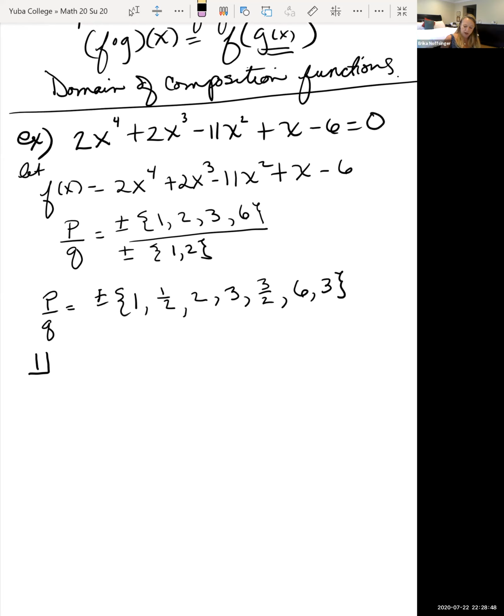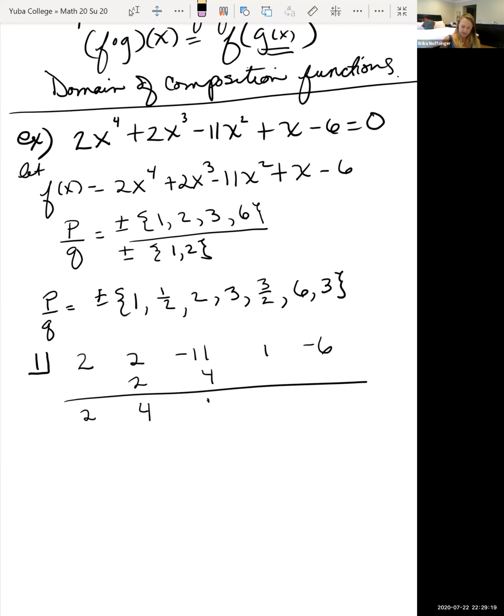So if I look at 1 here, let's put the coefficients in descending order of powers down, and there's no missing powers, so we're good. We don't have to put a 0 as a placeholder. So we have 2, 2, negative 11, 1, negative 6. Bring the 2 down. 1 times 2 is 2. 2 plus 2 is 4. 1 times 4 is 4. Negative 11 plus 4 is negative 7.